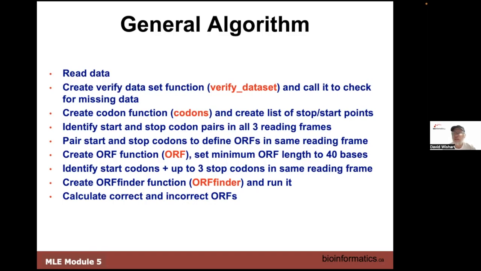But there are some really short genes, it turns out, in prokaryotes. So this one's something that's useful. There's also something that's been noted over time that in some cases genes read through stop codons. We'll also identify pairs of start and stop codons where there's up to 3 stop codons in the same reading frame. And then we're going to create another function just called ORF finder, which is different than ORF and different than codons. And we're running it. And then, of course, we can do this on the reverse strand as well. Then we're also going to determine how many of these ORFs are correct, because we have a reference set of, in this case, E. coli genes, where the ORFs have been correctly identified through years of hard work.